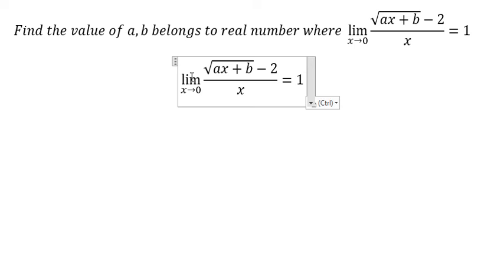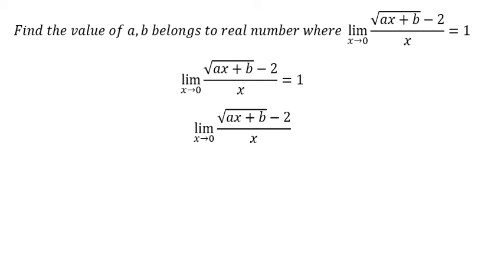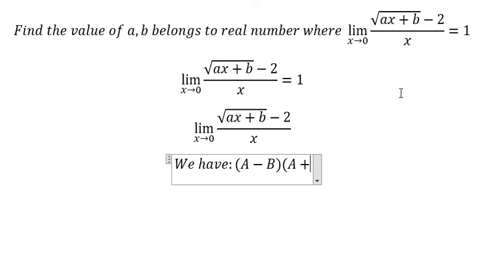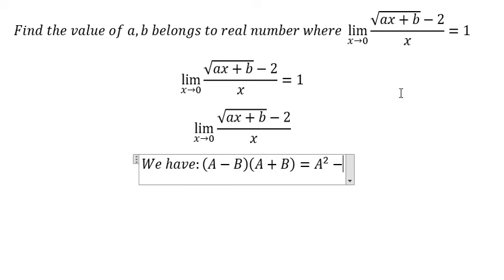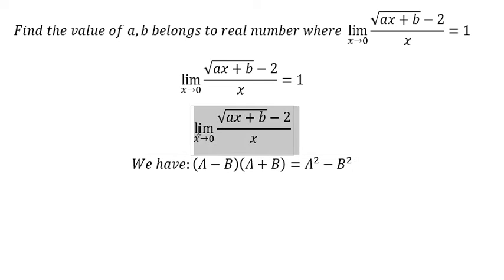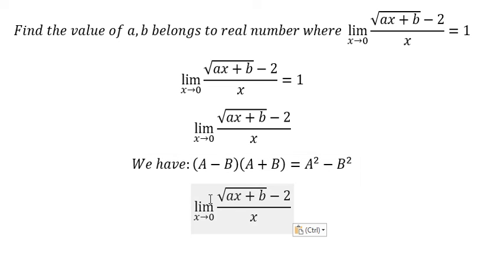So I will concentrate about this one first. We have the formula in here. That is about (a minus b) multiplied by (a plus b) equals to a square minus b square. So this is about a, this is about b.